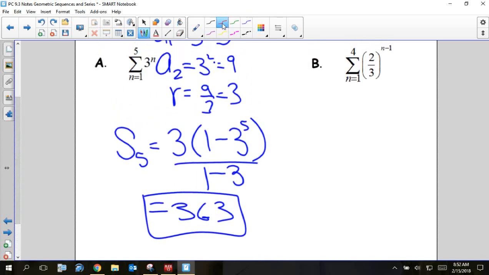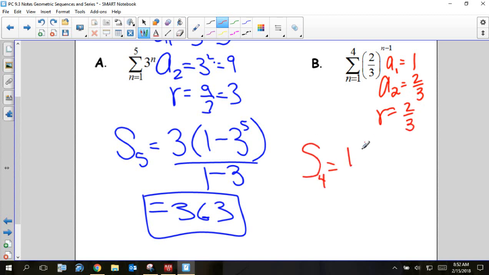The second thing, same thing with part B. We're going to first find our first term, a sub 1, by plugging in 1. I plug in 1, I get 1. Second term, plug in 2, I get 2/3. Our rate is 2/3. So 1 multiplied by 1 minus 2/3, which has to be in parentheses, to the 4, over 1 minus 2/3.